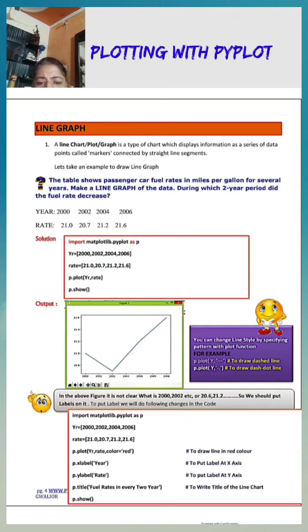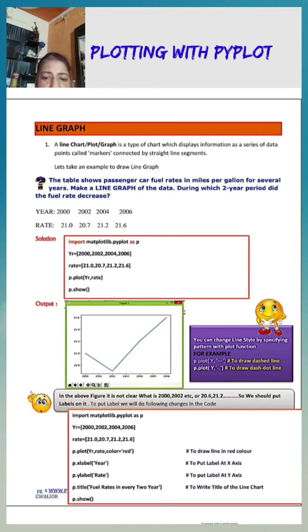Then I have used p.xlabel('year'). It means on the x-axis the label year will be shown. For the y-axis label I have used rate. On the y-axis the text rate will be shown in my output. p.title('fuel rate in every 2 years'), and the last line is p.show. It means my chart is a little bit customized.